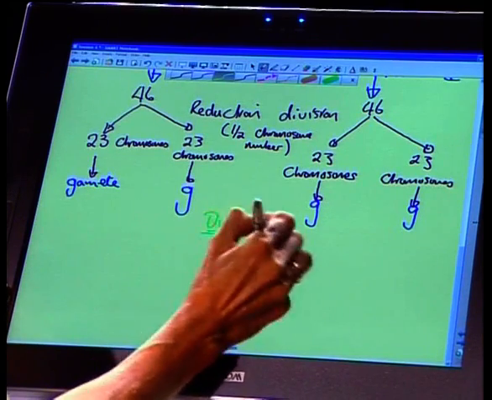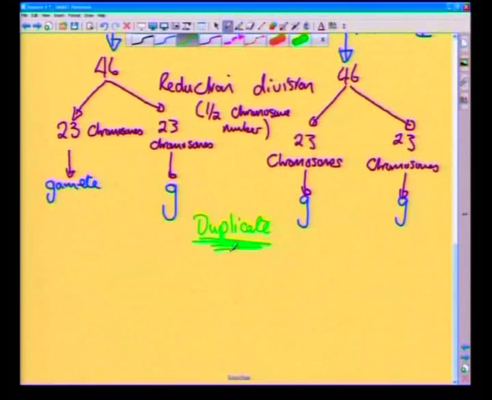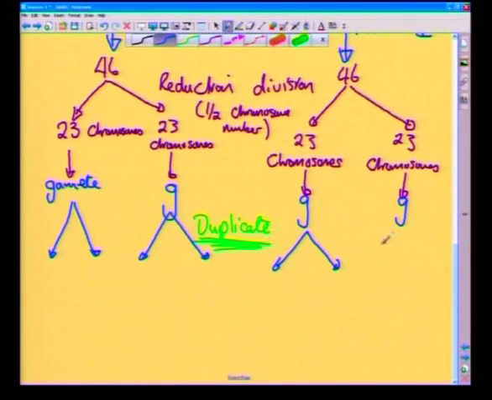We are duplicating this whole process. So how do we duplicate this whole process? Let's go back to our blue. We're going to say, right, this gamete here, we are going to duplicate, and we're going to duplicate this one, and this one, and this one. Are they going to be the same? No, because they're going to have different characteristics.